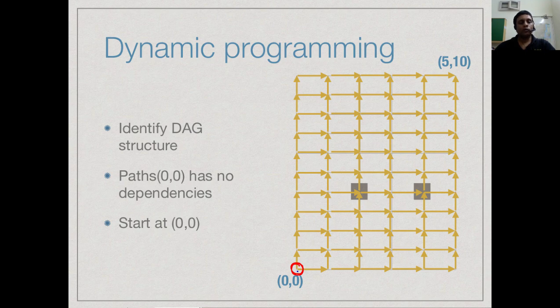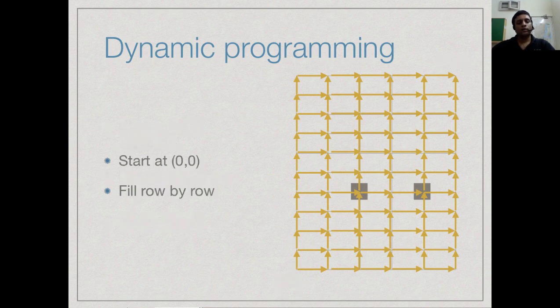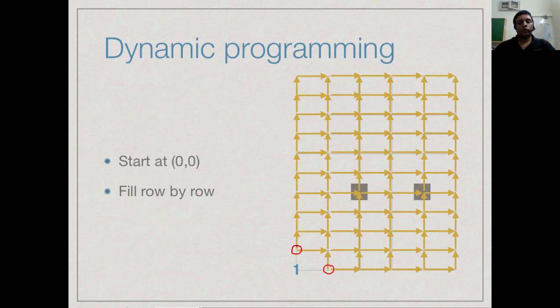So if we want to compute this grid of paths directly using dynamic programming, the only place we can start is 0, 0. So we start at 0, 0 and we fill the value there, which is 1. And now we observe that we have two possibilities. We can go to the right or we can go up, because these two dependencies are now removed. So let's just go row by row.